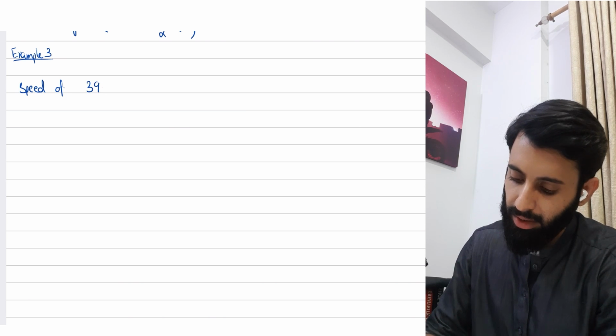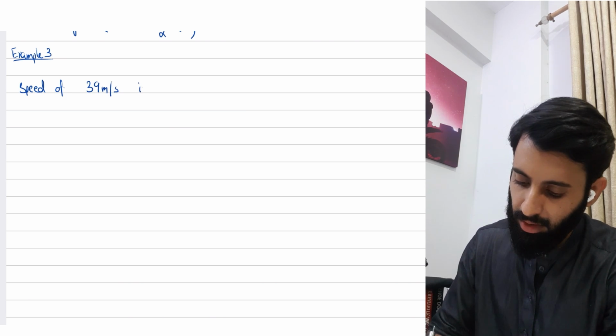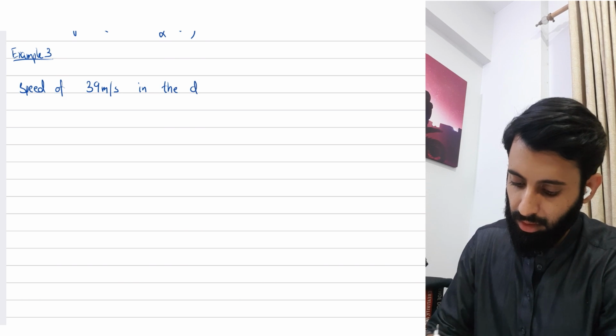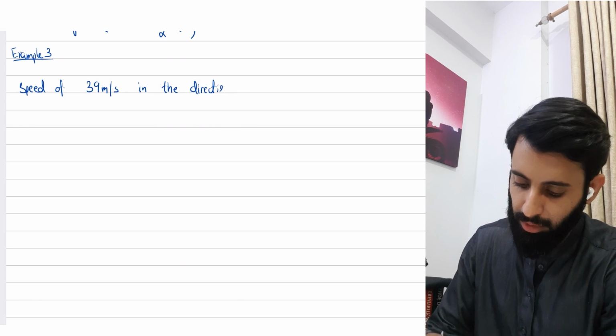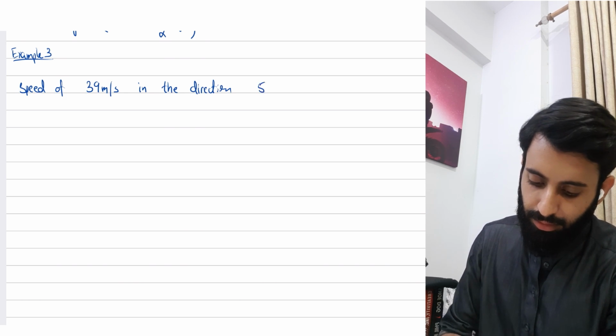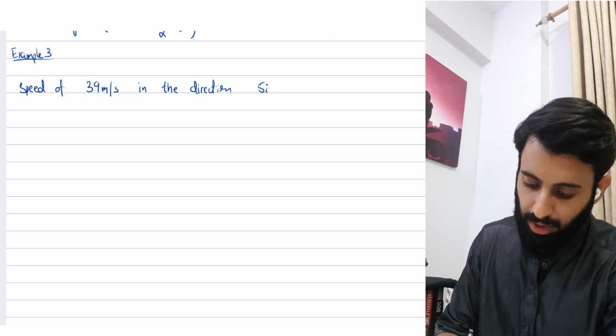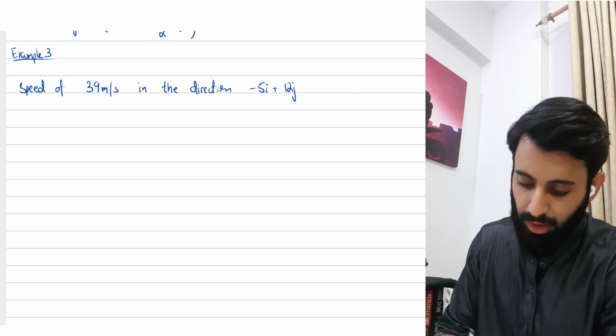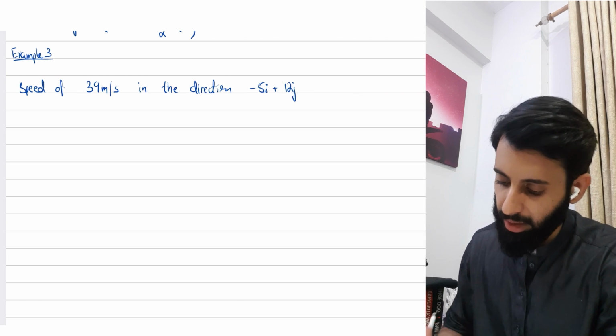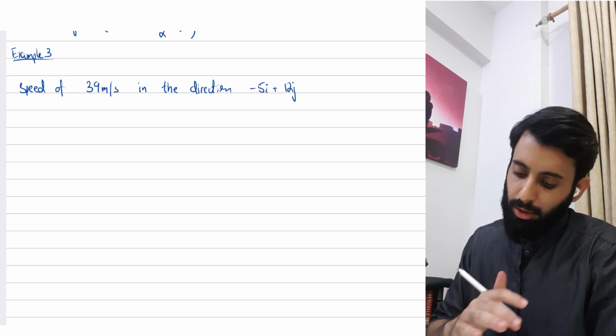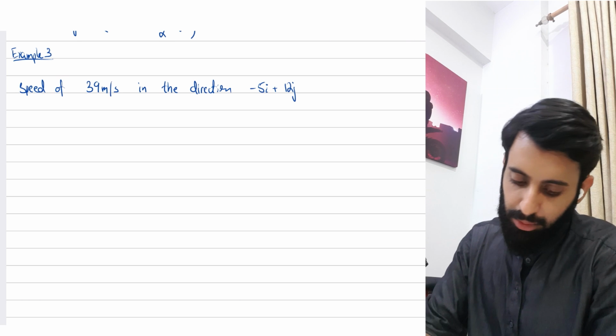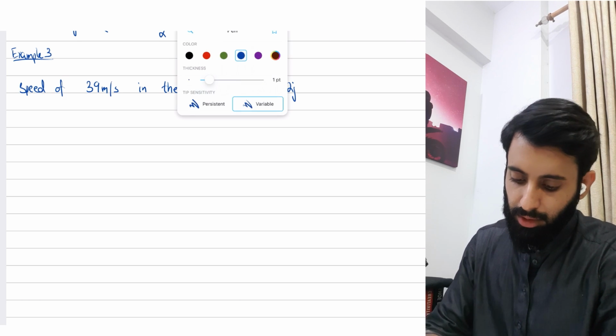Speed of 39 meters per second in the direction... I'm going to try and change it slightly: minus 5i plus 12j. I really hope it's not the exact same question, but anyway. So you may be given this, and the question may ask you to use this and find the velocity vector.